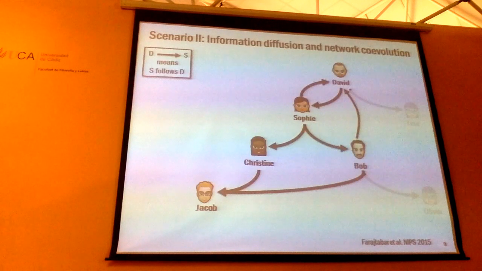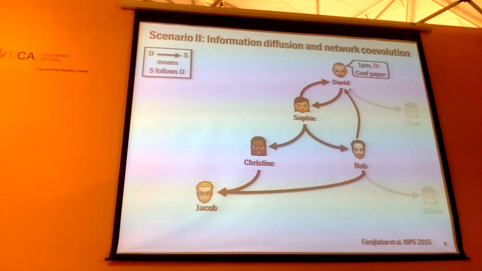The second scenario I'm going to focus on later in the lecture is called coevolution between information diffusion and network evolution. It's very similar to the scenario you will see in Twitter. It builds upon the previous idea adoption model. So in this particular case, again, you have a social network, suppose a Twitter network.